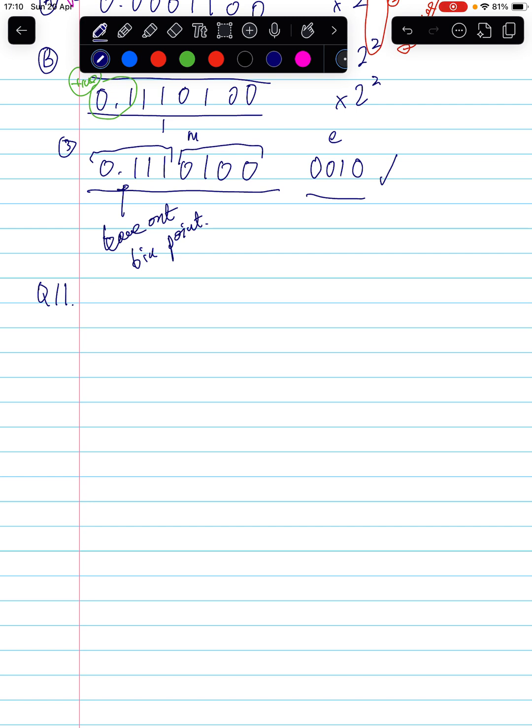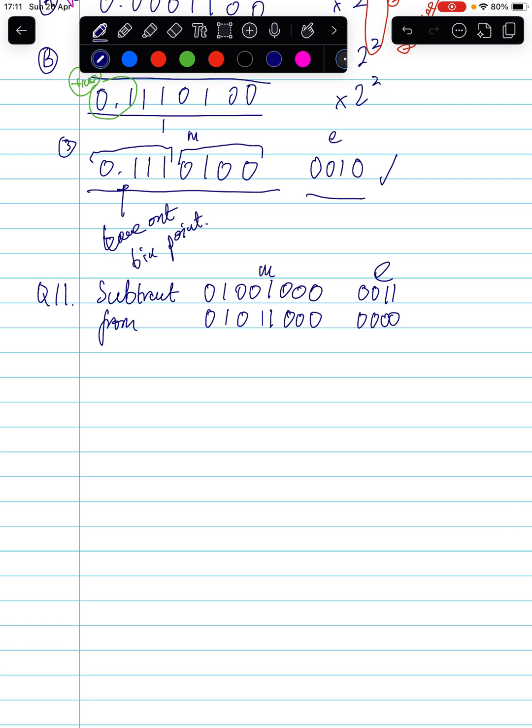And the question is, they want us to subtract 0, 1, 0, 0, 1, 0, 0, 0. That's the mantissa with an exponent of 0, 0, 1, 1, from 0, 1, 0, 1, 1, 0, 0, 0. And the exponent there just happens to be all zeros.